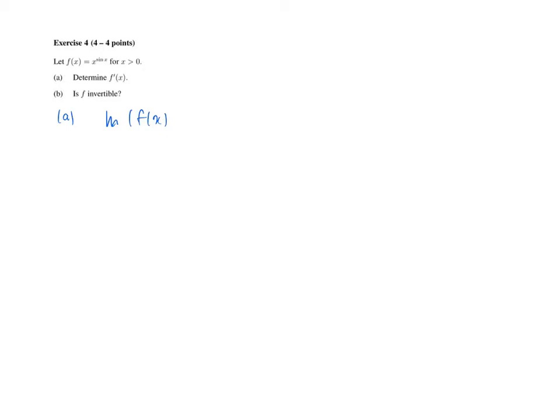So we take the logarithm of f(x), which equals the logarithm of x to the power sine of x. We know that we can take the exponent down, so we are left with the sine of x times the ln of x. Now we have an expression on the left which is merely a function of x, and here we have a function of x.